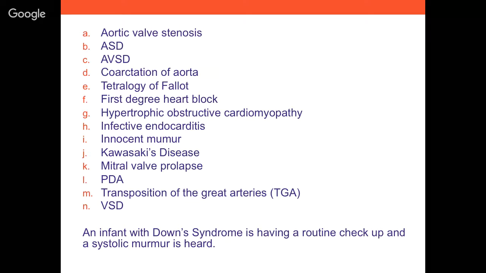An infant with Down syndrome is having a routine checkup and a systolic murmur is heard. Nailed it. Cool. Do you feel like you know congenital heart defects now a little bit better?